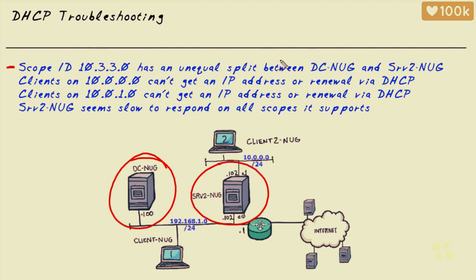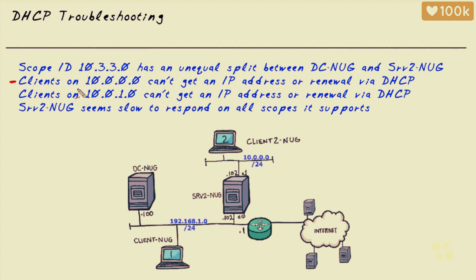So as part of that, we ask them, well, what are you looking for? And they say, well, we want a 50-50 split. But right now, they say, it seems like there's a huge number of leases for the 10.3.3 scope on DCNUG and not very many at all on server 2. So we make a note of that, and then we go under our second item.